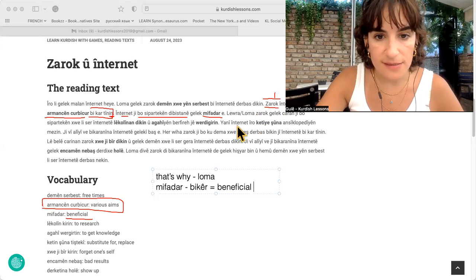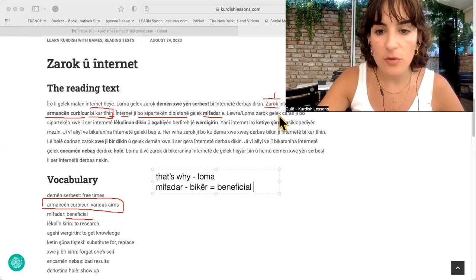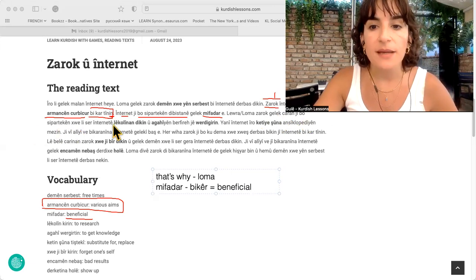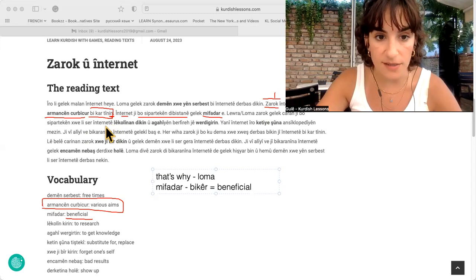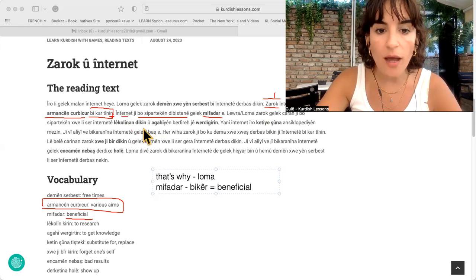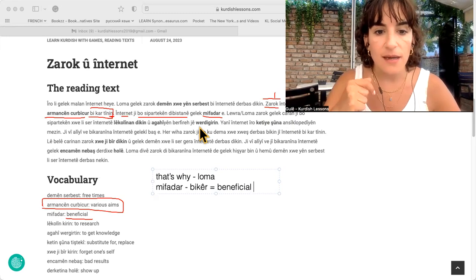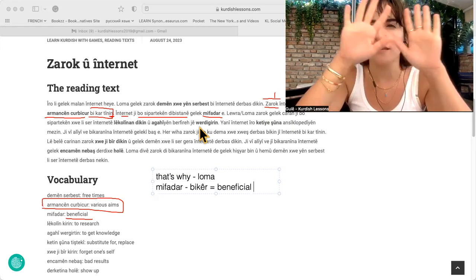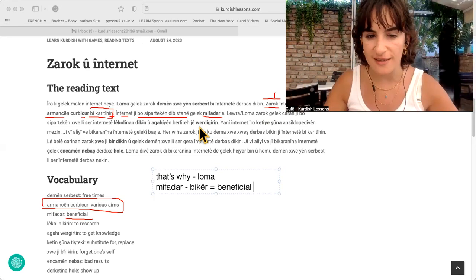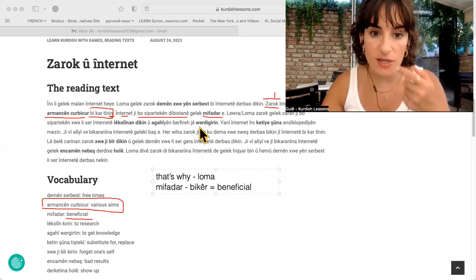Let's read the last example one more time. Loma, that's why zarok gelek caran ji bo xebatên xwe for their homework li ser internetê on the internet lêkolînan dikin, they do research, û agahiyên pir ji wê werdigirin. And get pir, like very big, like huge knowledge. Pir like general, yeah, like big. So agahiyên pir ji wê werdigirin.